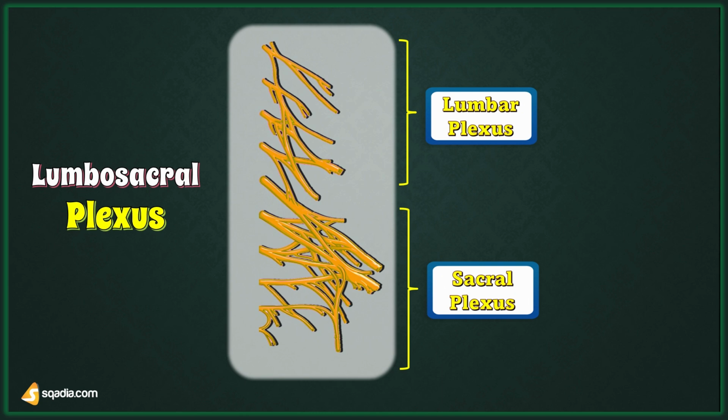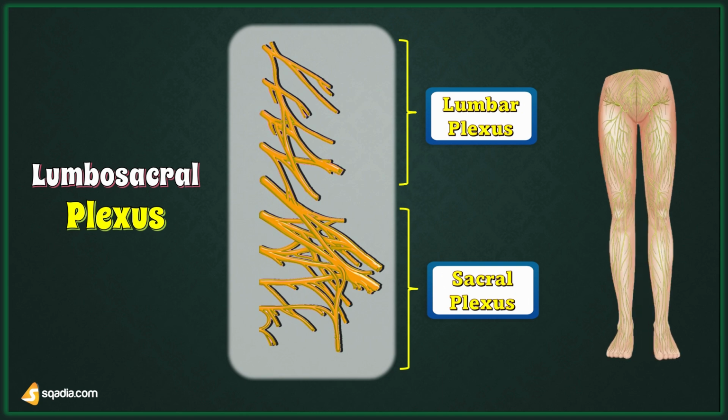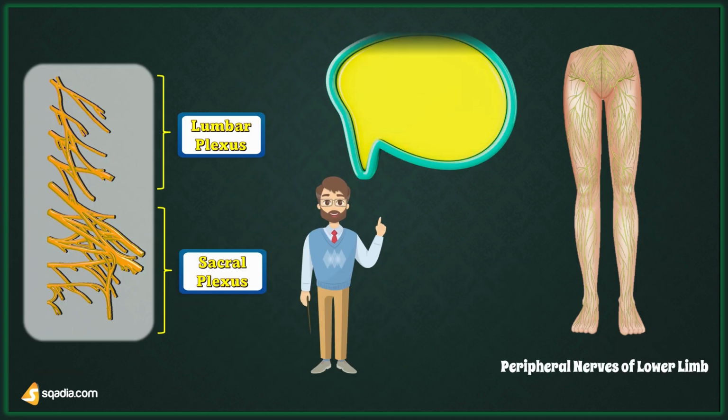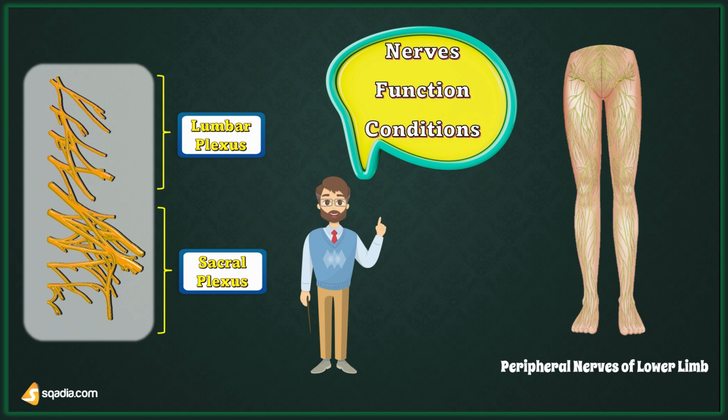The numerous nerves that supply the lower limb, making it possible for us to move about and perceive sensations, originate from these two plexuses. We will explore the anatomy of these two plexuses, the nerves that originate from them, their functions, and the various conditions that can affect them.